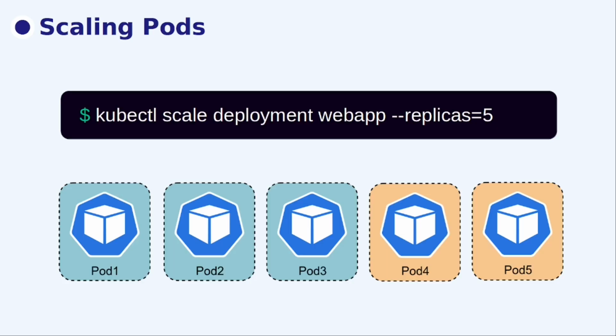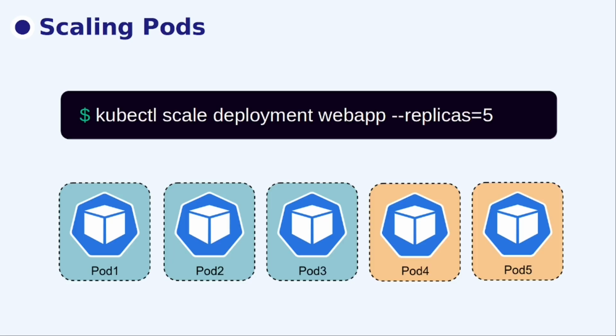Now let's look at scaling pods in Kubernetes. One of the powerful features of Kubernetes is that it allows us to scale applications very easily. For example, if our application needs to handle more users or higher traffic, we can run the following command. This command tells Kubernetes to scale the deployment to 5 replicas. In other words, Kubernetes will make sure that 5 pods are running for this application.